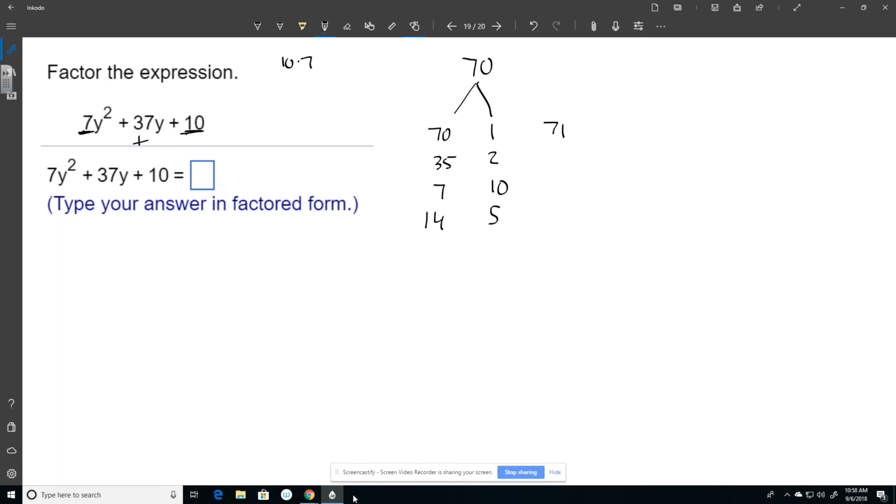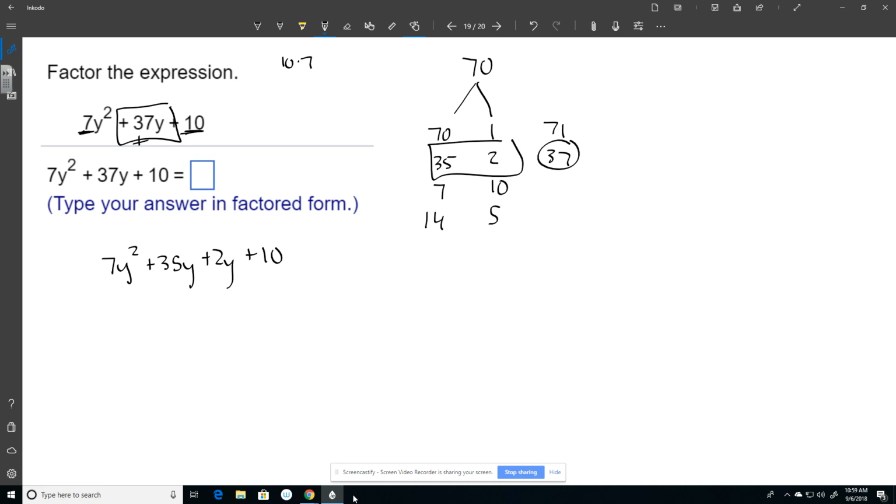70 plus 1 is 71. 35 plus 2 is 37, which is what we wanted. So there's our factors. These are the factors that we're going to use. But because of this 7, I can't just plug these factors into the parentheses. I have to plug them into the middle of the problem. I'm going to replace 37 with these 2 numbers. So I'm going to go 7y squared, and then I'm going to add 35y, and then I'm going to add 2y, and I'm going to add 10.